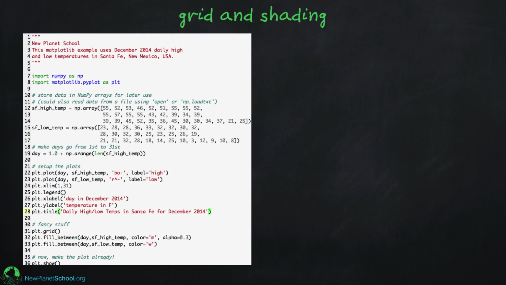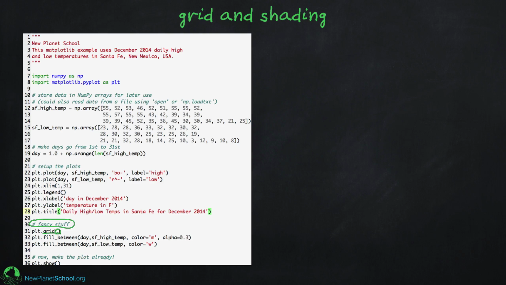Okay, next let's add some grids to that, and let's add some shading. So look right here at the bottom. I put a comment here, fancy stuff. And to put a grid is really simple. I just call the grid command. And again, I don't need to pass anything to it because I'm doing the default. So that's pretty simple. I just get a simple grid.